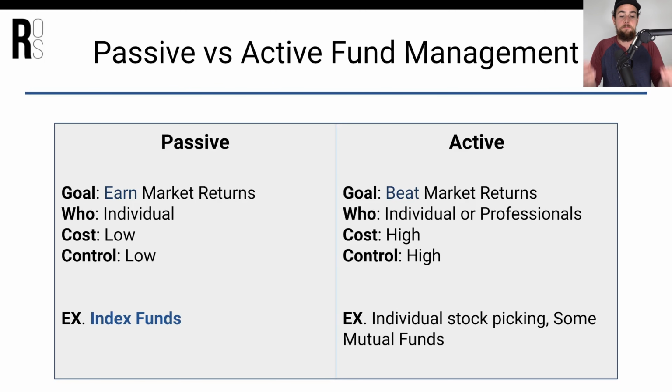So from a passive fund management approach, the goal here is to earn market returns. And this is something that an individual is most likely going to do themselves. Or you could also find a financial advisor who can help set you up with a portfolio of different index funds. You're going to find that the cost here is going to be much lower than active portfolio management, and that's simply because you're not paying anybody to make these decisions. You're basically replicating market indexes, which can be accomplished in a much less expensive manner.